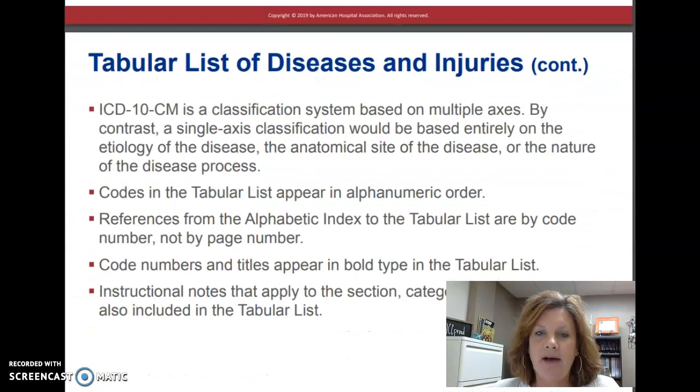We also have disease and injuries. These codes, keep in mind, are in alphanumeric order. All the codes you see listed here will begin with an alpha character and end with a number. References from your alpha index to the tabular list are by code number, not by page number. All the A codes are first in your tabular, then B, C, and so on.